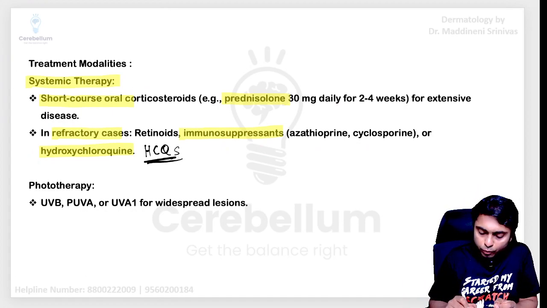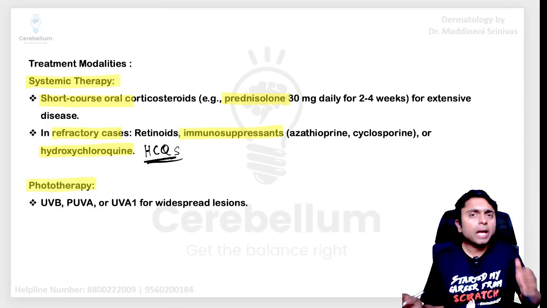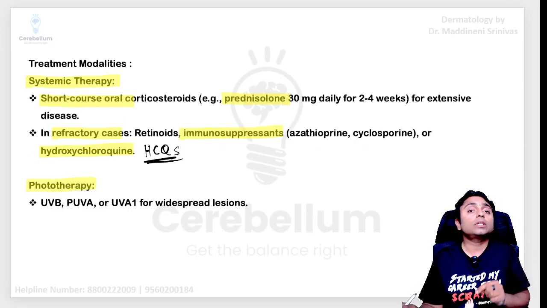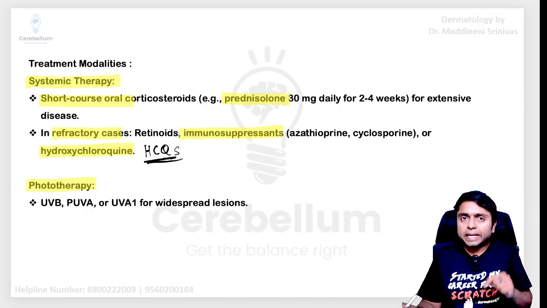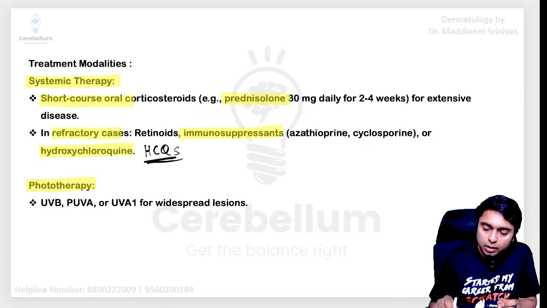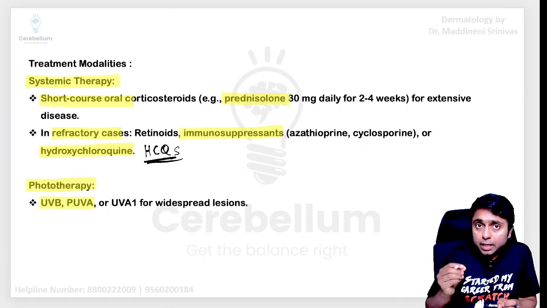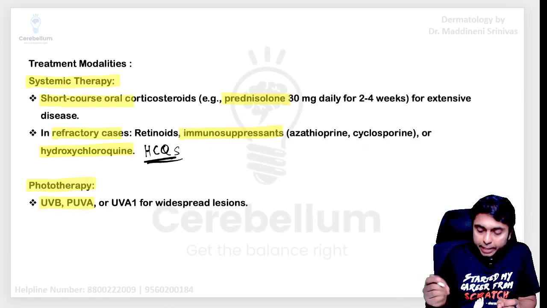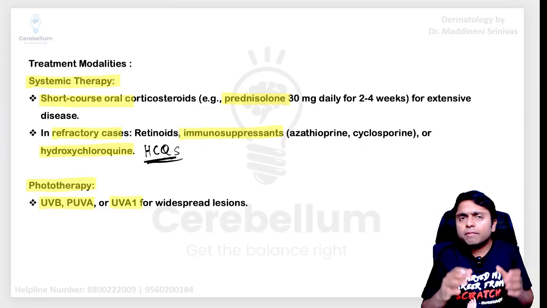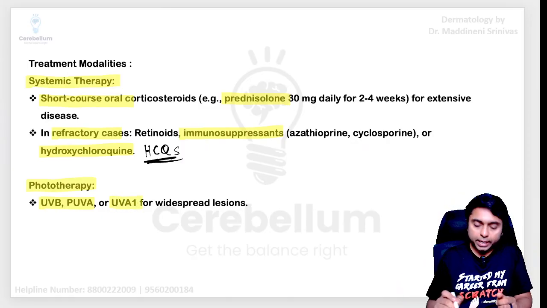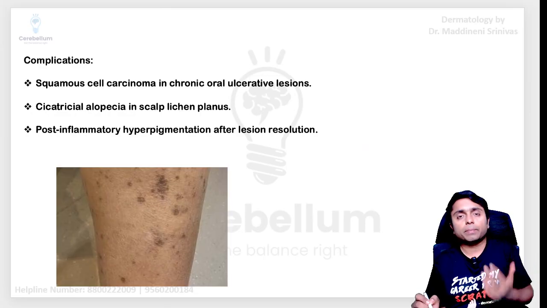And in the phototherapy, that is the light therapy, we have done a video on the phototherapy also, so I will leave the link in the comment section, also in the description and the iCard for you to watch. So UVB, ultraviolet B, PUVA therapy can also be used, and UVA1. If the patient is having widespread lesions of lichen planus, we can make use of this phototherapy.